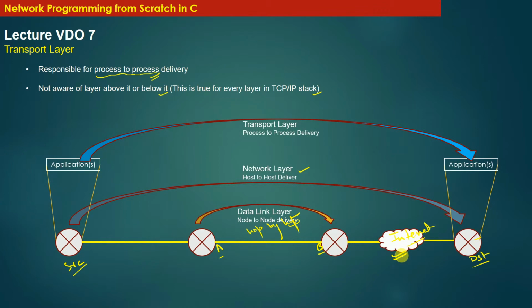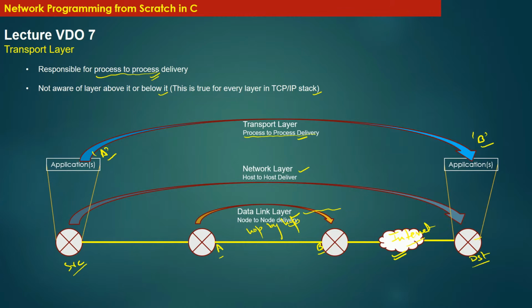And now comes the transport layer. The transport layer has the responsibility to take the data packet from application A running on the source machine to application B running on the destination machine. That is the reason the transport layer is concerned with process to process delivery, where A is the process running on the source machine and B is the process running on the destination machine. So you can see that each layer in the TCP/IP stack is associated with one particular function, and the functions do not overlap at all.